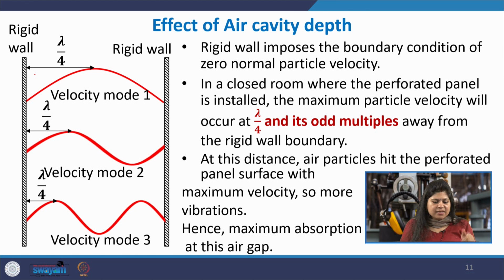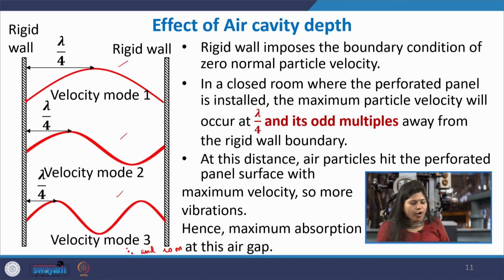So in that case, the typical sound waves or the modes that can exist have these kinds of forms, and so on. But whatever it may be, always at lambda by 4, because lambda is here, the velocity is becoming 0. So the very first instance when you can observe a maximum velocity would be at lambda by 4, and then lambda by 4 plus some subsequent odd multiples. So either here, here, here.